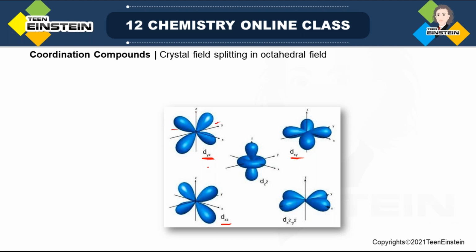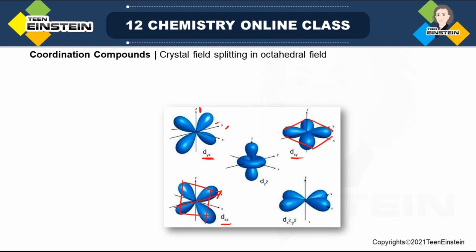When I am saying it is dyz, that means lobes will be in between the axes of z and y, and x is perpendicular to z and y. When I am saying it is dxy, in the xy plane this d orbital will remain, but see the lobes are in between the axes. When I am saying it is dxz, this is the plane of dxz, and y is perpendicular. So in this plane, again the lobes are in between the axes. Fine. So these are the three types.